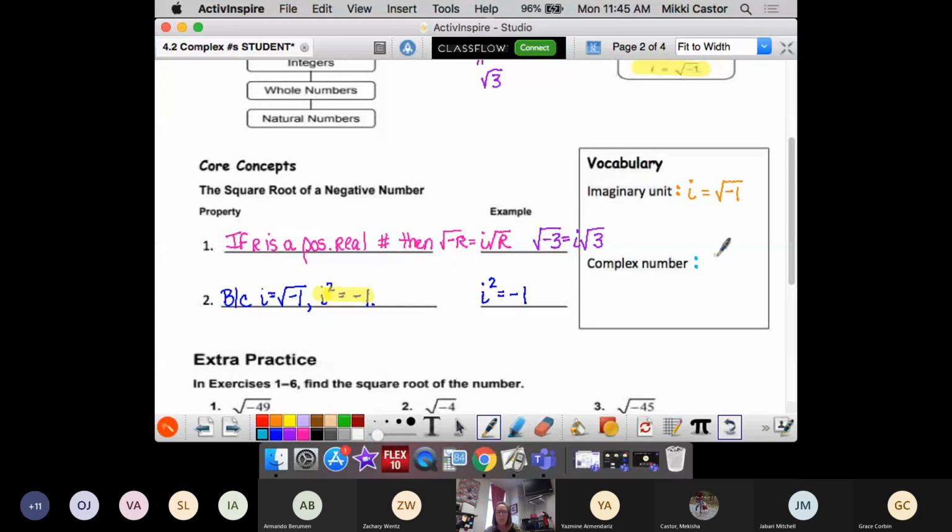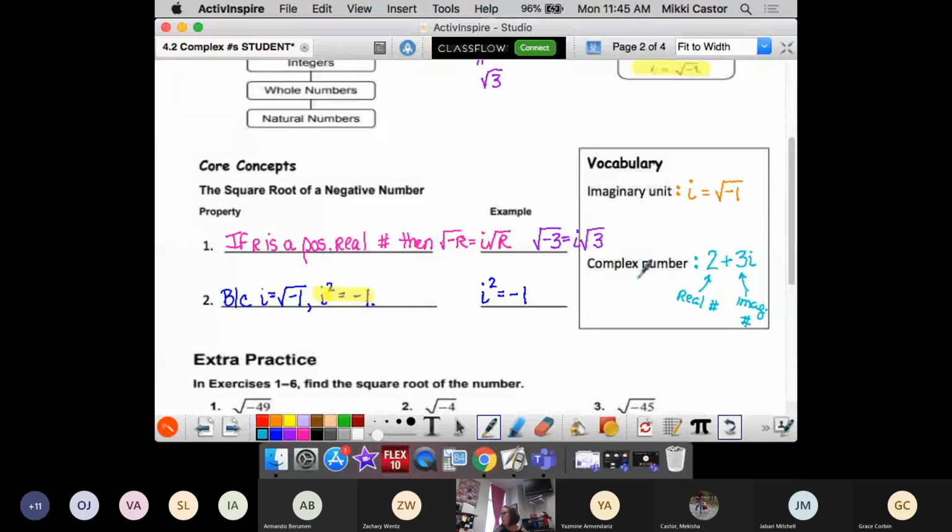An example of a complex number could be 2 plus 3i. This is a real number. This is an imaginary number. So what you have now is a combination of a real number and an imaginary number, and that's what makes up a complex number.